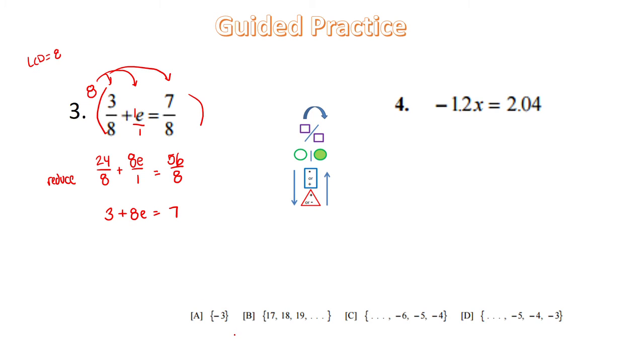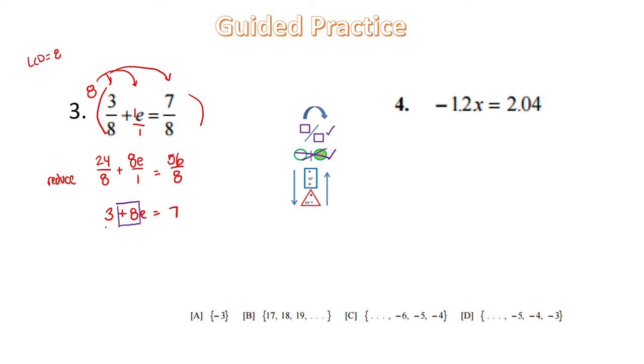Then we're going to set up our rectangle and our triangle. Because we finished doing our fractions and we have no like terms in this problem, we're ready for our rectangle and triangle. So our rectangle is the plus 8 in front of the e.